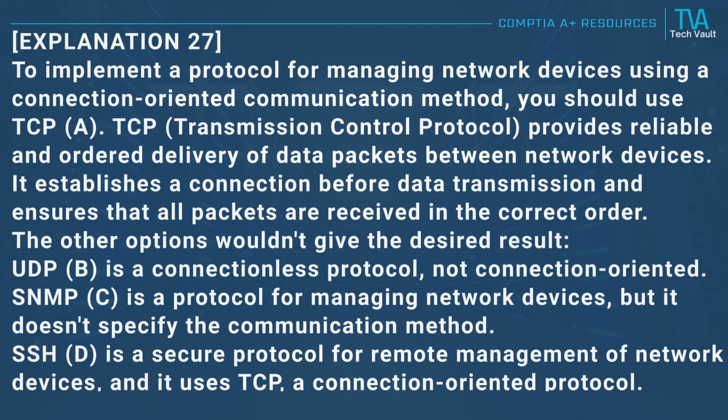UDP (B) is a connectionless protocol, not connection-oriented. SNMP (C) is a protocol for managing network devices, but it doesn't specify the communication method. SSH (D) is a secure protocol for remote management of network devices, and it uses TCP, a connection-oriented protocol.